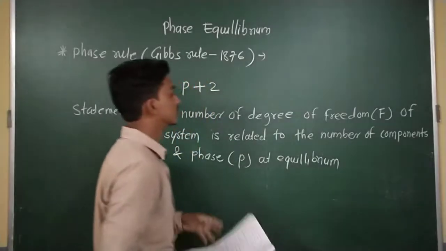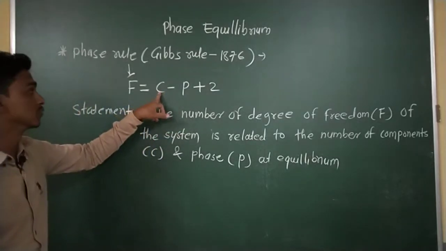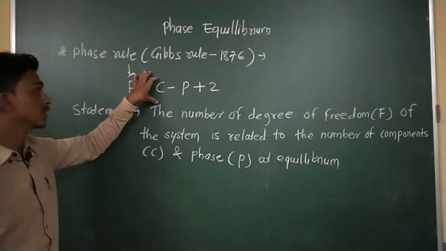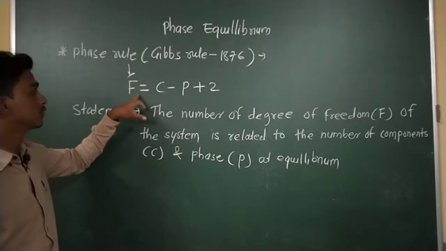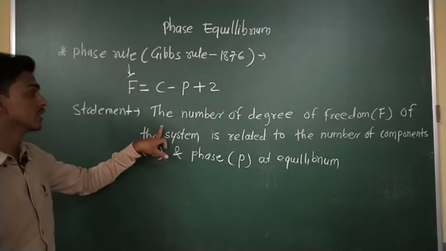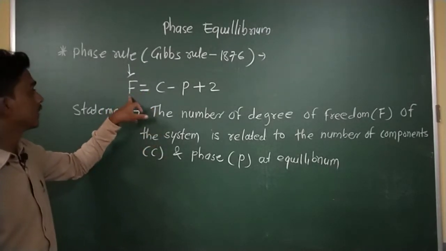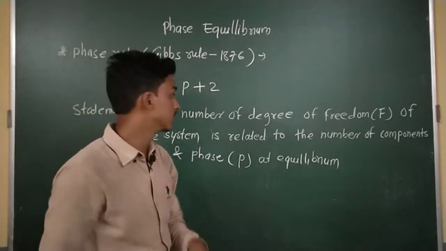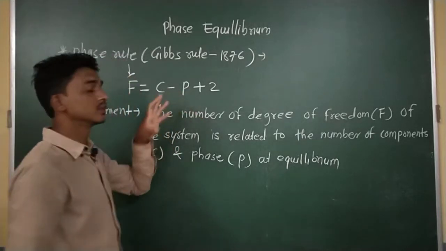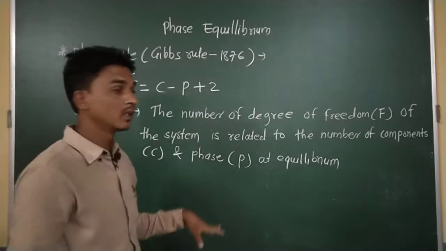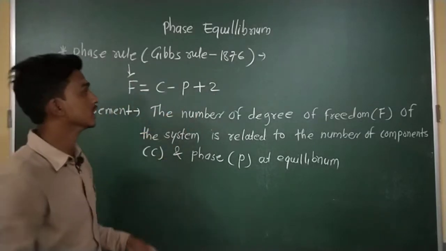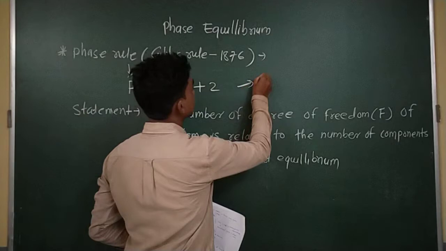This is the simple statement using mathematical equations. For the exam point of view, you have to remember these equations, and from this formula you can write the statement like that. In this statement, F indicates the number of degrees of freedom, C indicates the number of components, and P is the number of phases, and this plus 2 is taken here for the specific conditions.